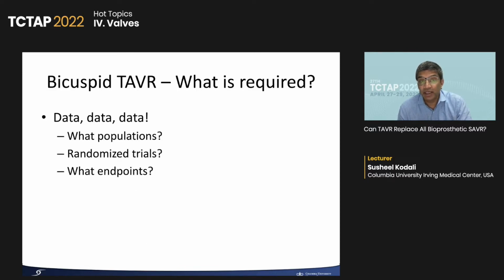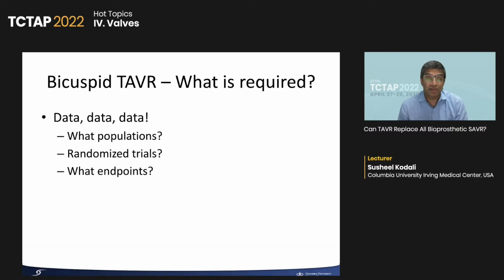So what do we really need? We need data. We need a lot of data. But what populations? Is it young type 0 bicuspids? Is it elderly type 1s? We need data in all of them, but do we need randomized trials? And I think that's going to be hard to do. And if so, what endpoints?